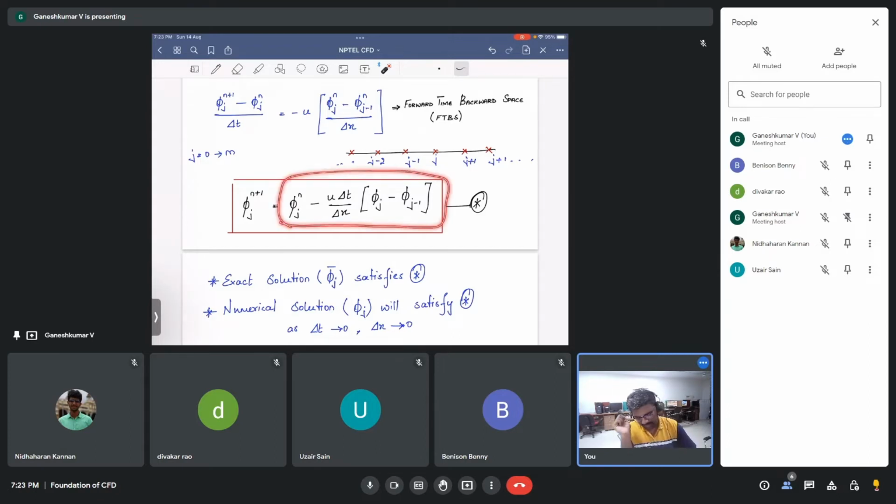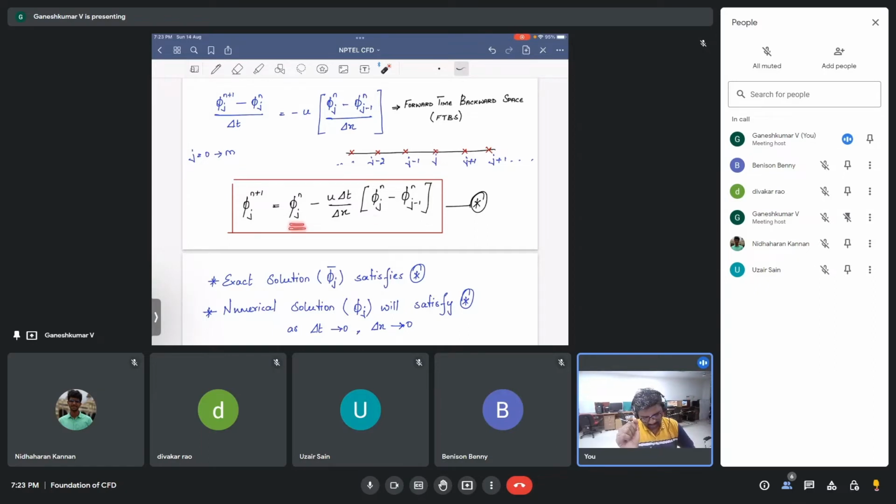Since everything is known, because everything is at the n time step, let's make it explicit. At time t equal to 0, we know the initial condition. Based on the initial condition, we can find the phi's at n plus 1. After finding all the phi's at n plus 1, we will find the phi's at n plus 2 by using the values at n plus 1. This is what we call an explicit scheme.